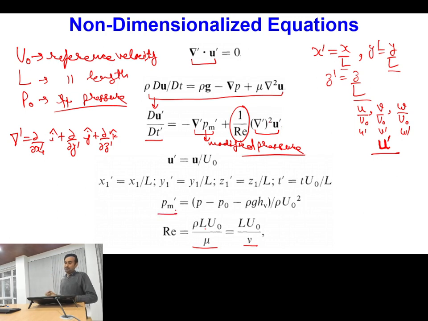This Pm dash is an important quantity. One important thing you can see, when I have gone from this part to this part, these two terms are combined together into a single term called the modified pressure, which replaces this particular term. Here you can see this modified pressure Pm dash is given as P minus P naught, where P naught was some reference pressure, minus rho g h, divided by rho u naught square. So this is the value of this Pm dash.